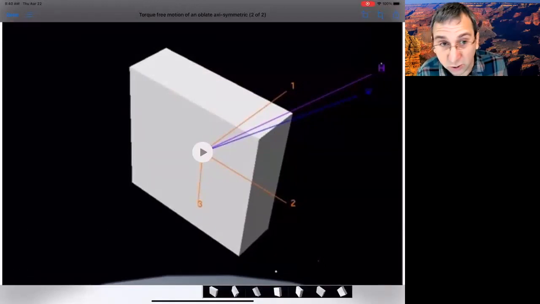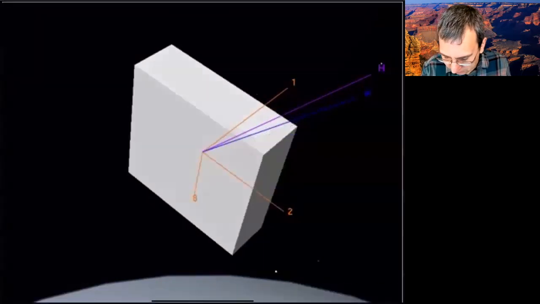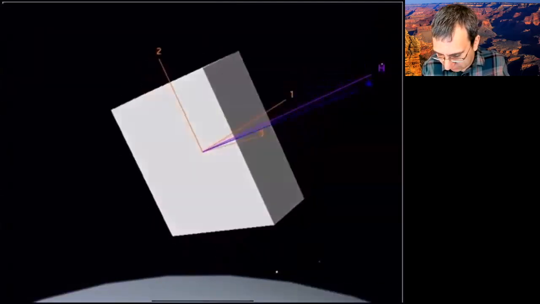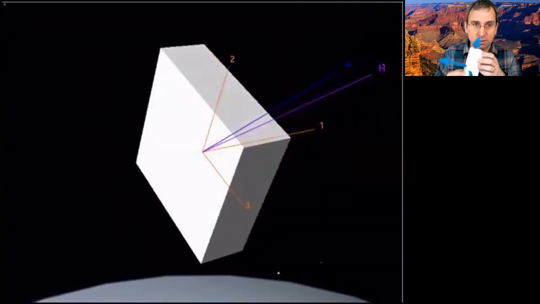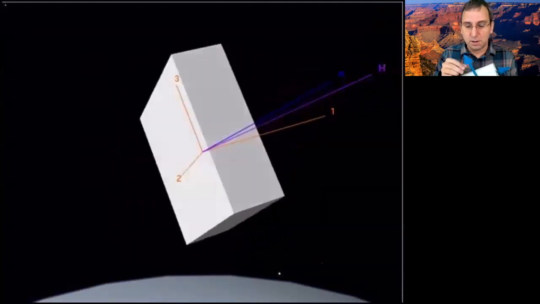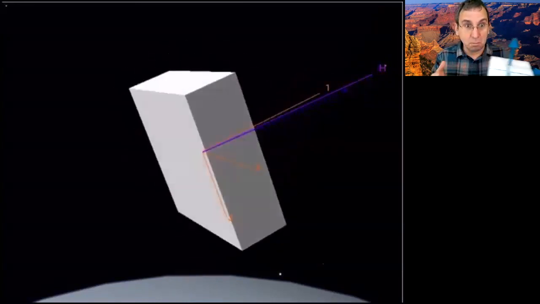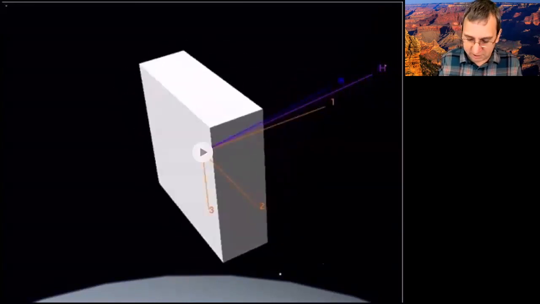Omega is blue. It's hard to see, but it's not exactly aligned with one of the principal axes. And so what you get is this sinusoidal rotation of omega with respect to that body fixed axis. I guess it'd be better to see it in a body fixed frame. This might be a little confusing because we're including what it looks like in inertial space.